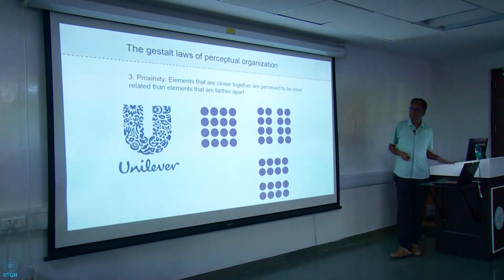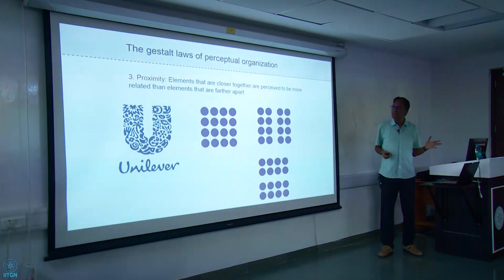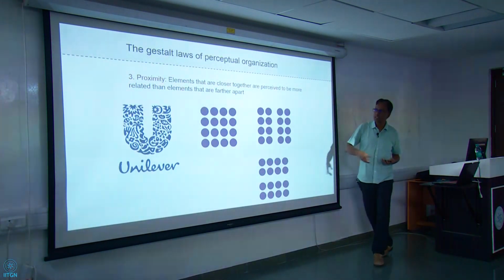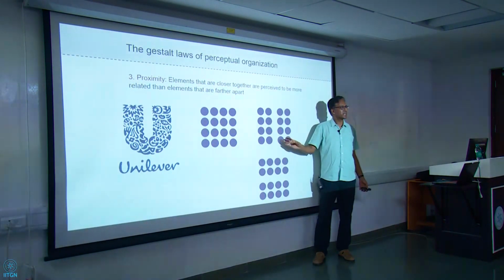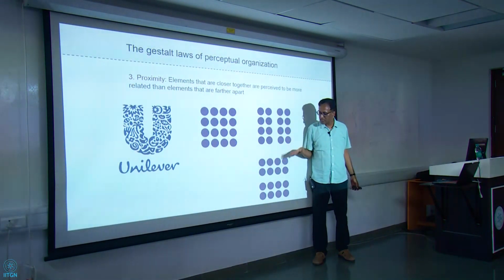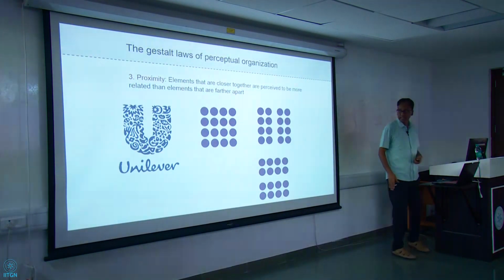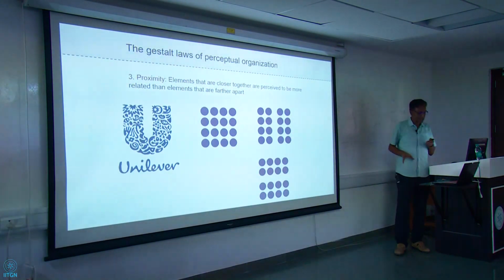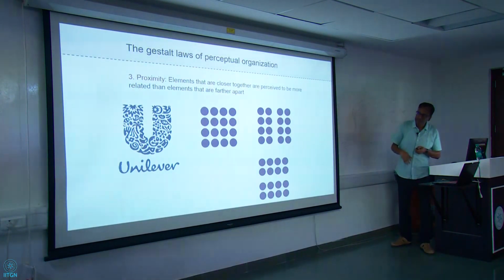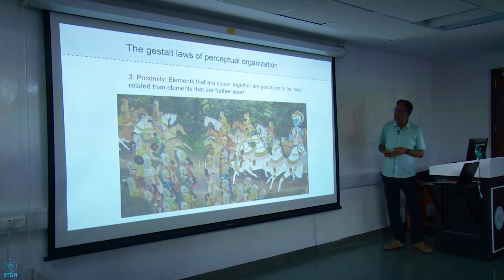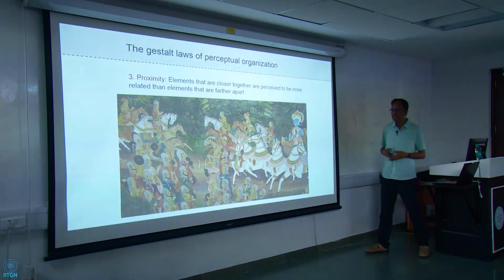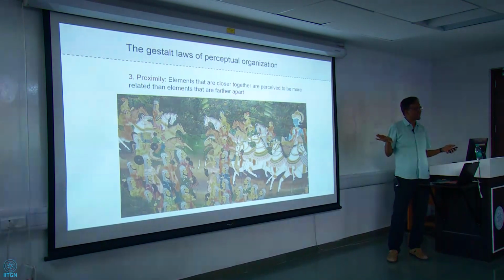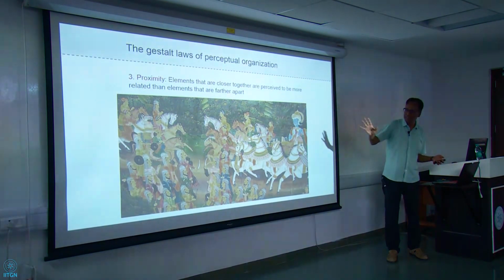Proximity: elements that are close together are perceived to be more related than elements that are farther apart. So this is a very equidistant organization of these dots. The moment I insert some kind of a gap, we see them as two columns. Here we see them as two rows, right? Then two groups of things, right? Okay, so you see very clearly battle lines drawn here, one group of people, another group of people.